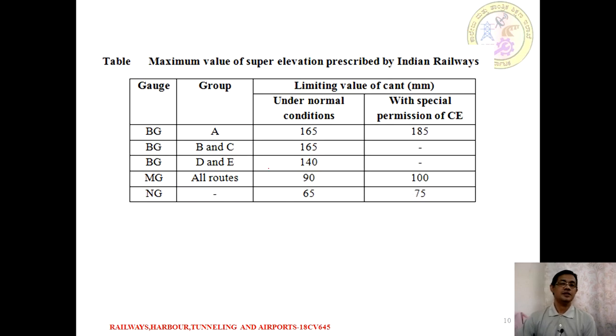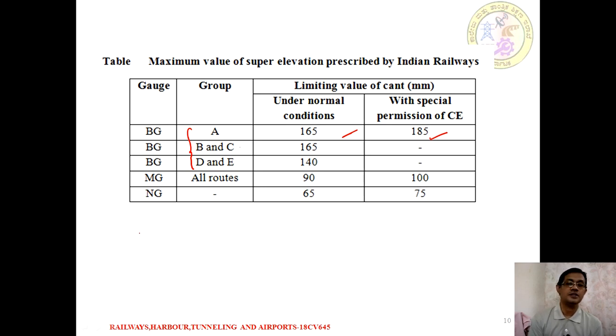In this table, the maximum value of super elevation as prescribed by the Indian Railways, according to the different types of gauges. The first one is going to be the broad gauge, in group A, group B, C, D of route network. Under normal condition the maximum is going to be 165 mm, with a special case, with the chief engineer's permission, it can be extended to 185 mm.